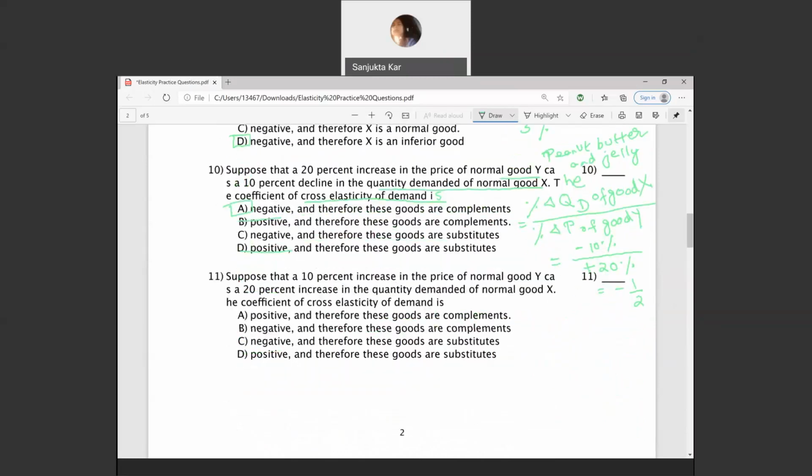Question number 11, I'm going to use the same formula here. So I'm just going to write down the numbers. There is a 20% increase in quantity of normal good X because of a 10% increase in, all right, I think I just flipped it. Oh, sorry about that. Change in quantity demanded. So this is going to go on this, that's going to go on top. So there's a 20% increase.